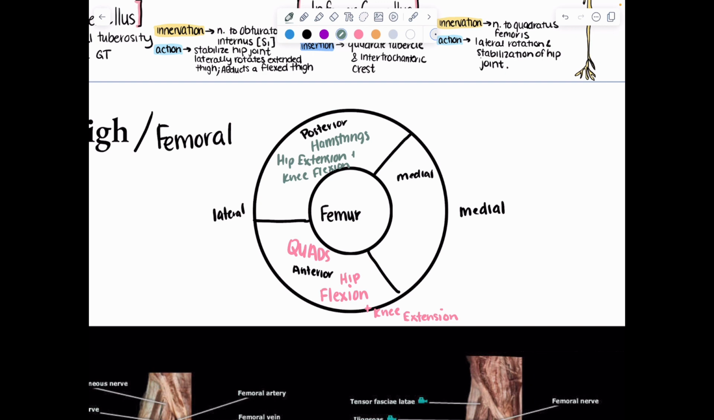And then our medial compartment is going to be doing adduction, bring the leg in. You could also say, because of the posterior compartment, in our glutes we do have, a little higher than the posterior compartment of the thigh, technically it's the gluteal region, so I don't count it in there. That's where that abduction of the hip is going to happen.